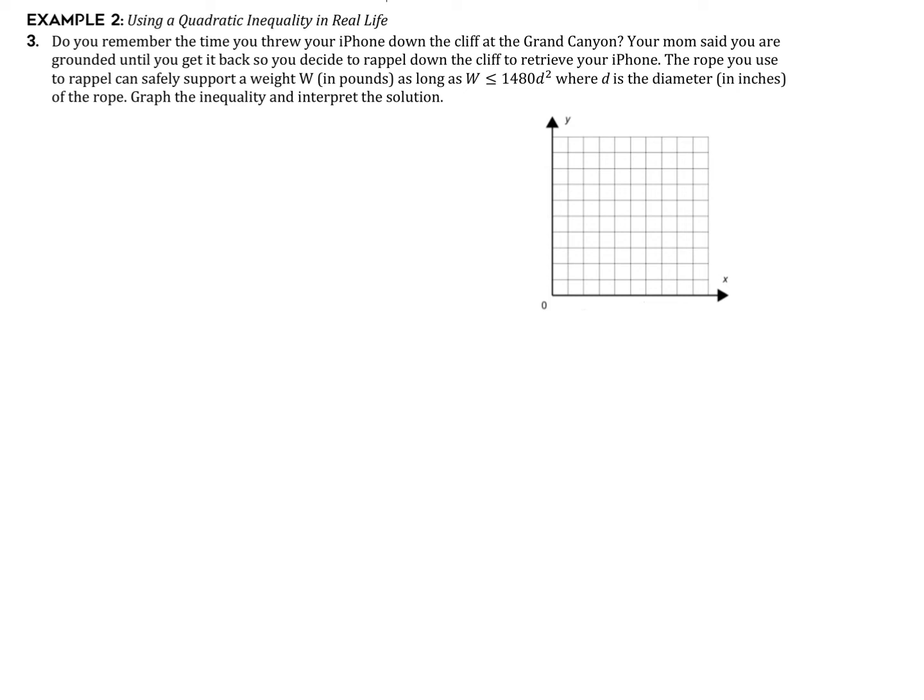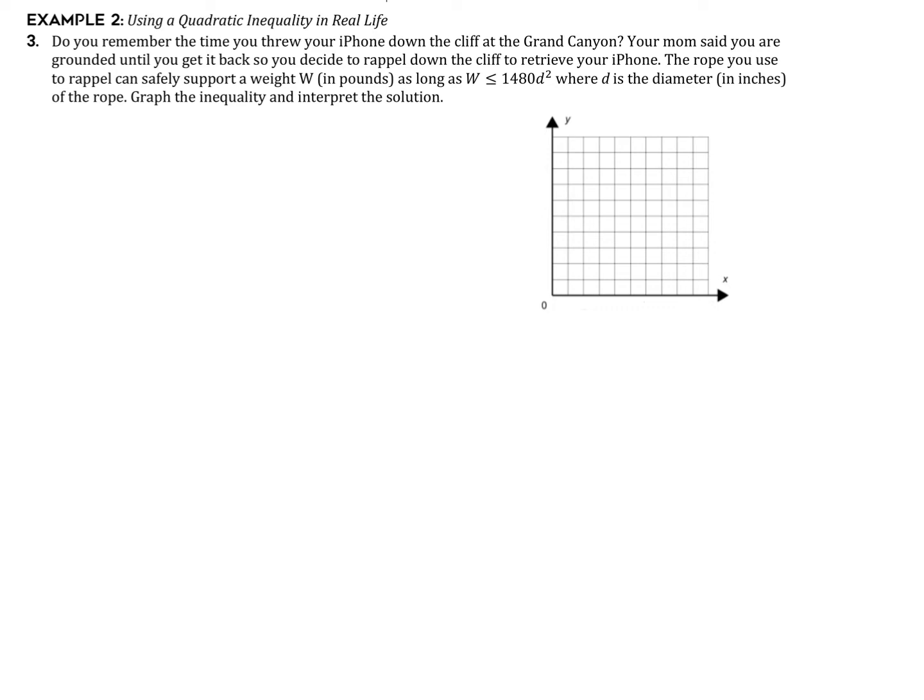less than or equal to 1,480 times d squared, where d is the diameter of the rope. So there's a relationship, which should make sense, between the diameter of the rope, how thick the rope is, and how much weight it can hold. We're being asked to graph the inequality and to interpret the solutions that we're graphing.